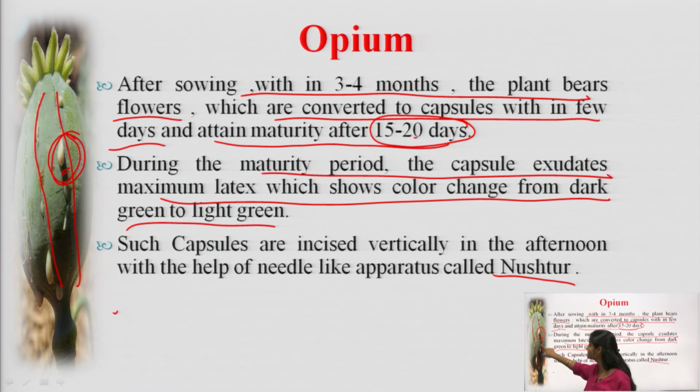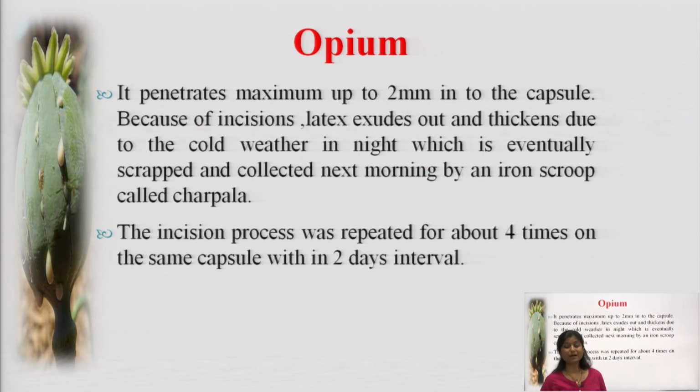You can see this white color drop. When the gummy substance exudes out, we have to collect that exudate. So the timing of incision is important, and the collection of exudate is also important. We incise the capsule in the afternoon so that the exudate can be collected by the next morning. Coming to the next slide, the pointed portion penetrates the capsule a maximum of about 2 mm deep.